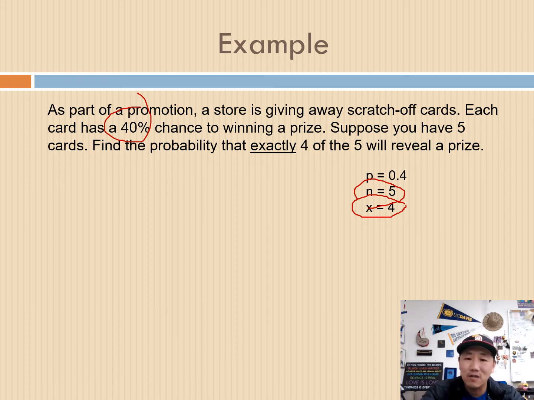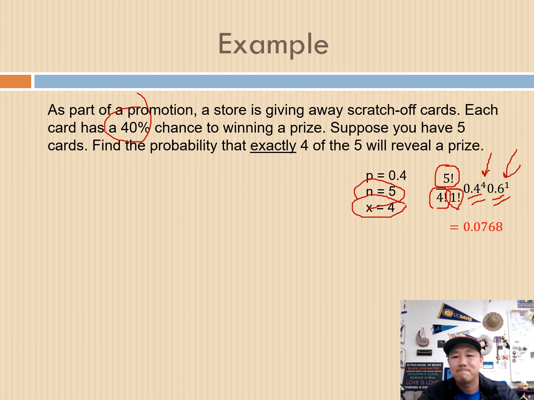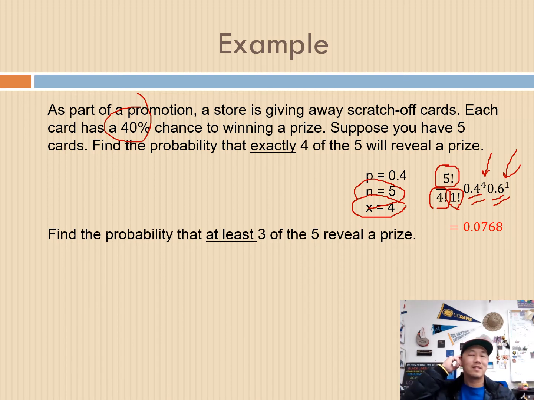So let's go ahead and plug all of that into the formula. Again, that's the total amount of cards you have. This is the amount you want to win, exactly 4. That means one of them will be failure. There's the probability of success, 0.4, and we want 4 of them. That means the 0.6 is the probability of failure, and there's only one of those. Punch it in your calculator. You should get 0.0768.